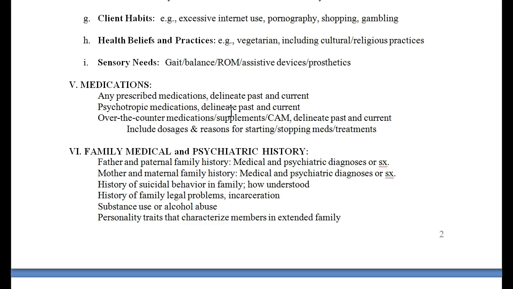And never leave out supplements, over-the-counter, complementary and alternative medicines, because those can be very important in discerning what patients are using, what they're comfortable with, what they're not, and what might interfere with or interact with your plan of care.